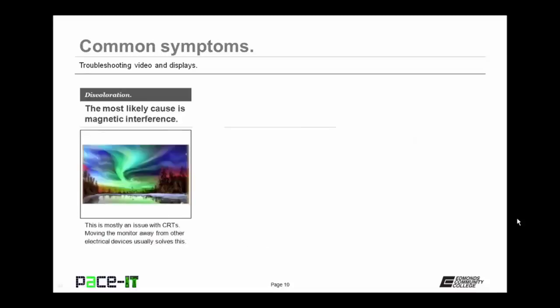Is your display suffering from discoloration? Well, then the most likely cause is magnetic or electromagnetic interference. This again is usually an issue with CRTs. If you move the monitor away or the other electrical devices away from the monitor, that problem usually goes away.